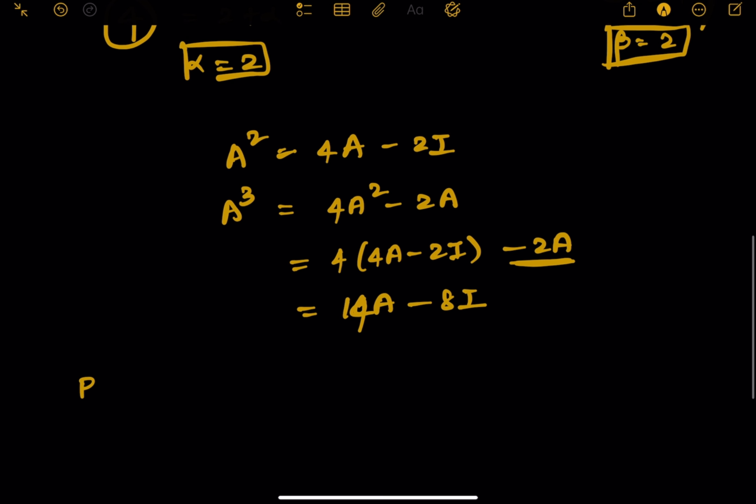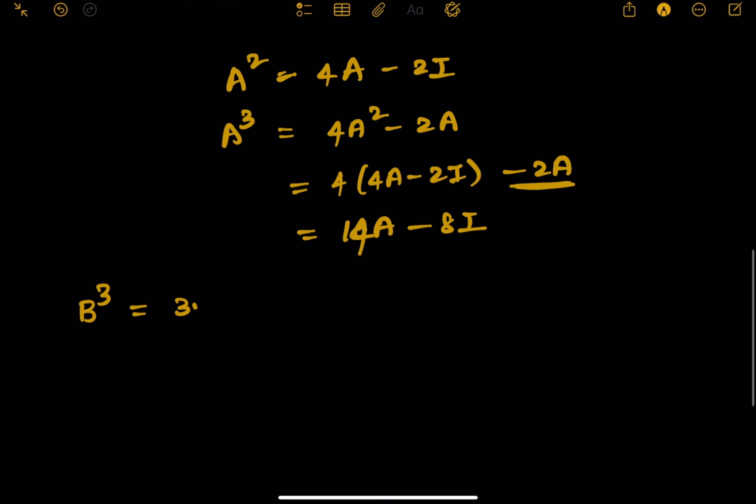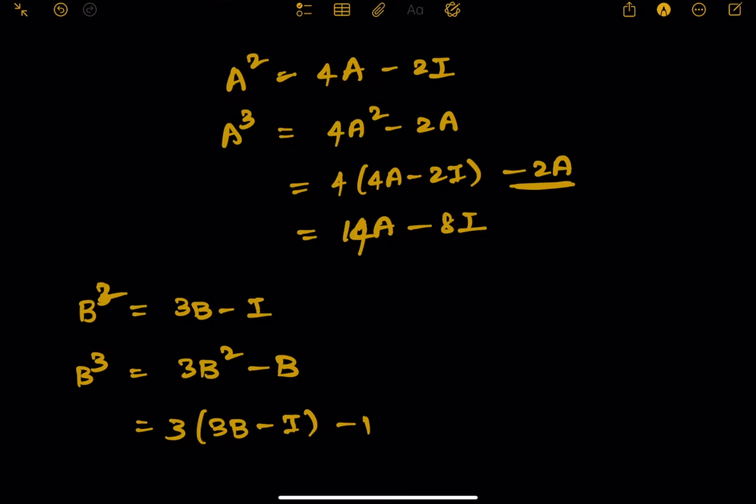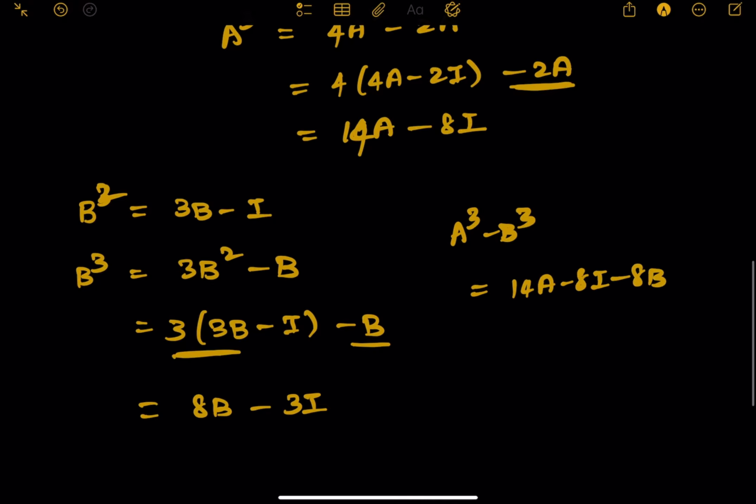Alright, and now let us compute B cube. From here you can write B square is 3B minus I. B cube is 3B square minus B. So this is 3 times (3B minus I) minus B. Here you have 9B minus B, so 8B minus 3I. Now you have to find A cube minus B cube. What is A cube minus B cube? 14A minus 8I minus 8B plus 3I. So this is simply 14A minus 8B minus 5I.